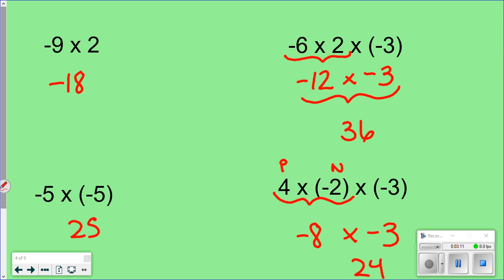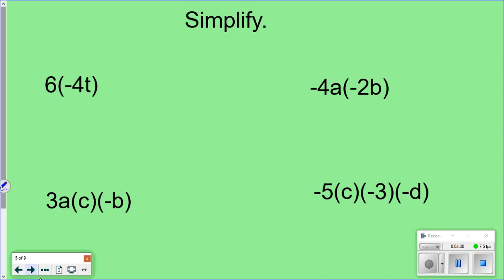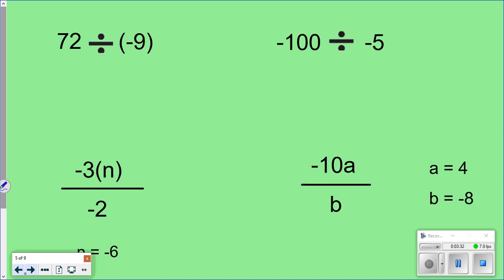You have to be careful when you do this stuff because if you get something wrong, let's say you said this was a positive 8, it's going to throw off your answer. So please make sure that if you are doing this, you have the correct signs. That's really, really, really important. Okay? All right, let's move to the next slide. We're going a little fast.